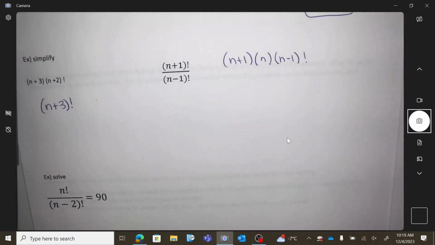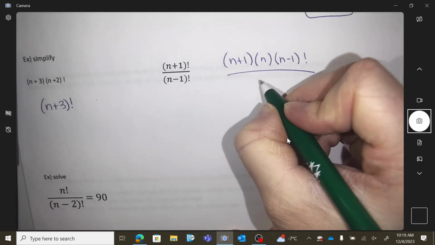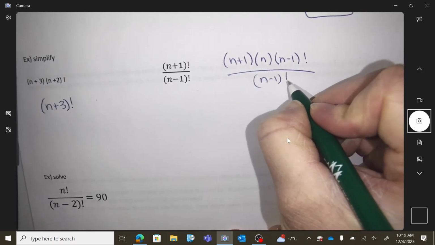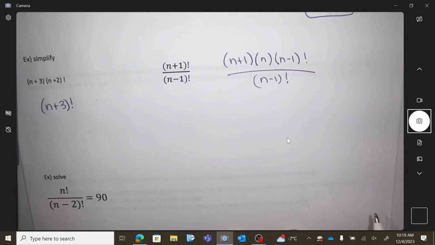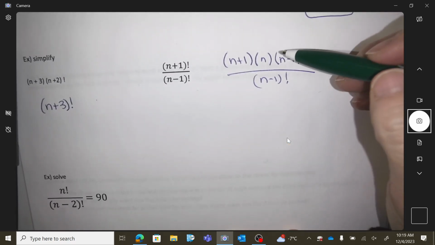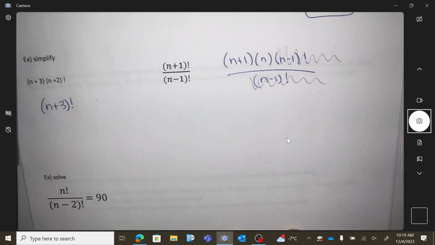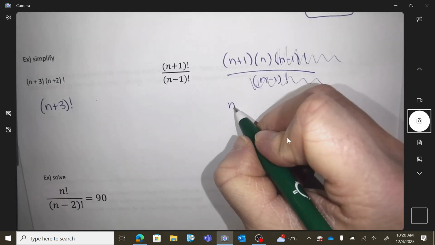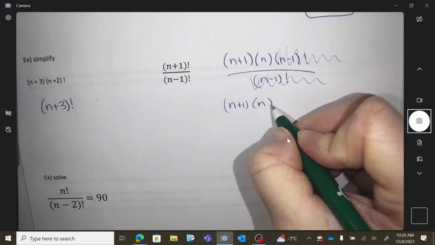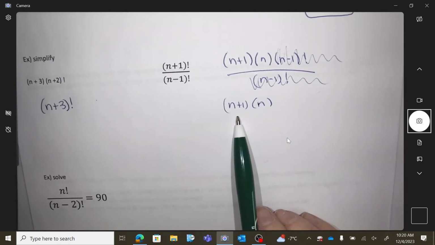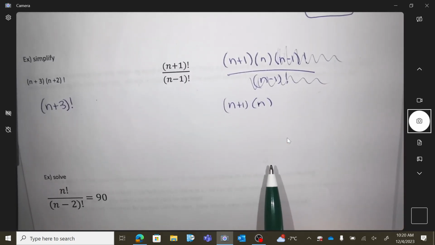And beyond and beyond and beyond, right? I stopped there specifically because it matches the bottom. So all that and beyond will cancel all that and beyond. And this is what I'm left with.